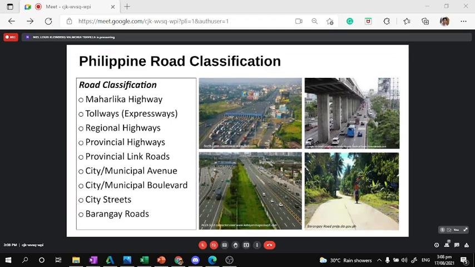Sa city lang ta, no? Example, sa city sa Cagayan, ang ato kay City Avenue includes Corrales Avenue, Masterson Avenue. Boulevard, example sa city sa Cagayan is Carmen Boulevard, no? So, tawag siya ana because by size na siya sa dalan.